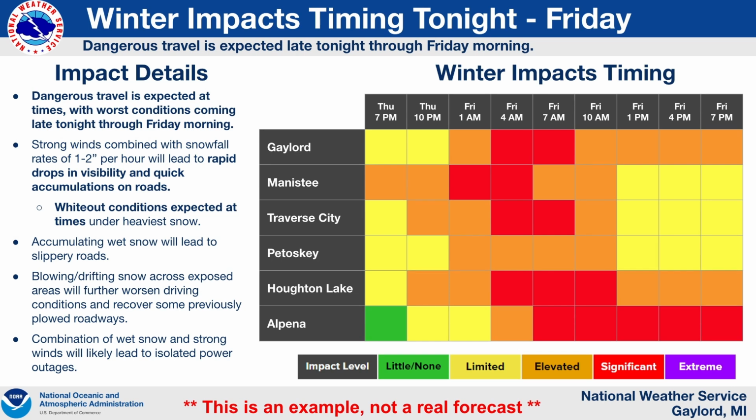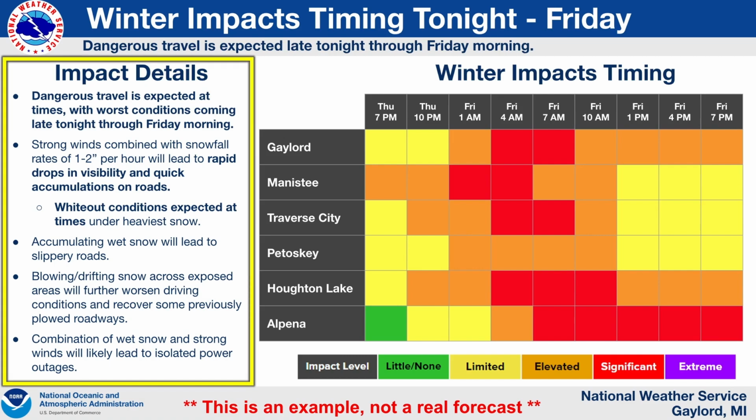I'm going to go over an example of our winter impacts timing slide. The slide is split into two halves. The left side is where we will describe the details of impacts of upcoming winter weather in text format, such as snowfall rates, snow consistency, winds, how they will impact visibilities, road conditions, and potential for power outages, as well as the timing of worst conditions.